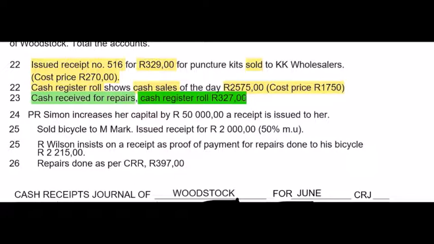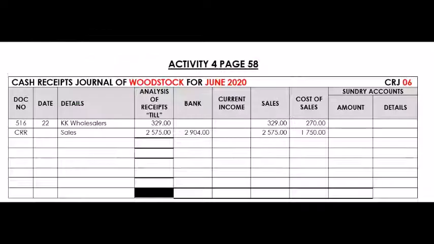Why did they not give us a cost price? Because when we record services, we never record a cost price, so we don't need one. In the CRJ, it will look like this. The document will be a CRR. The date is the 23rd.